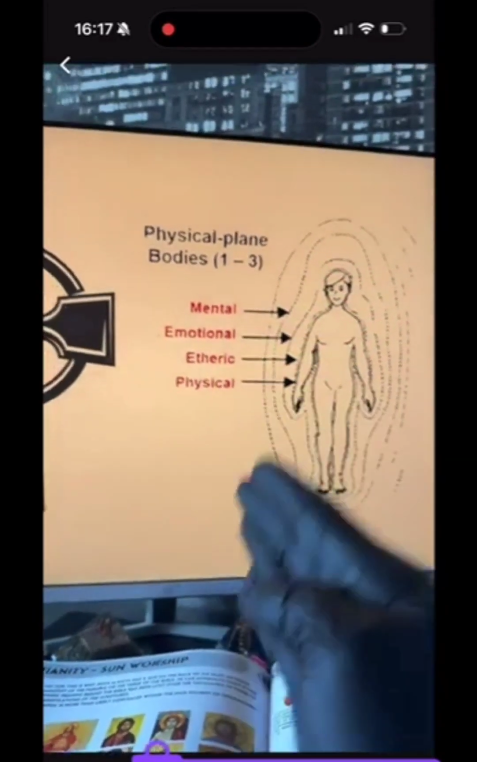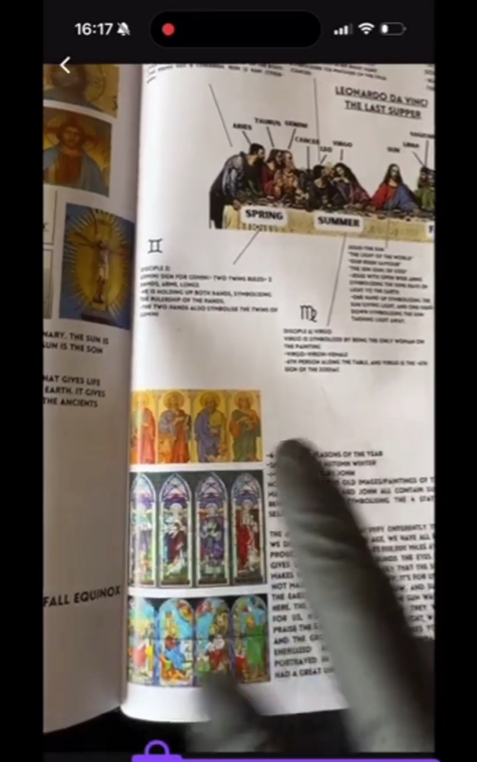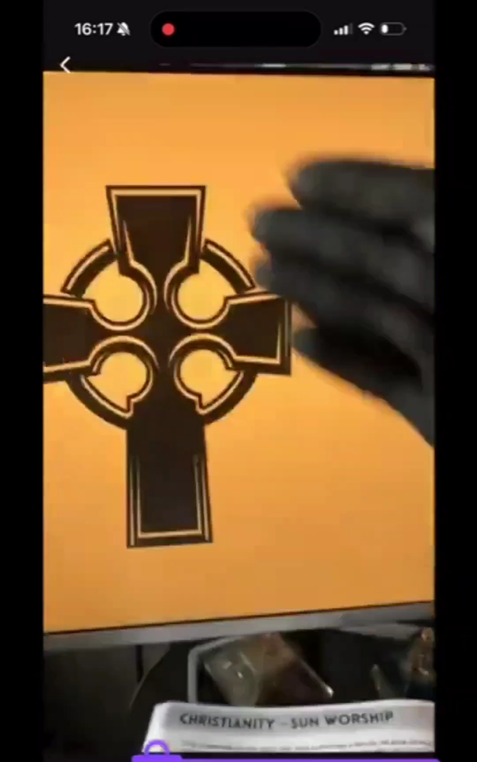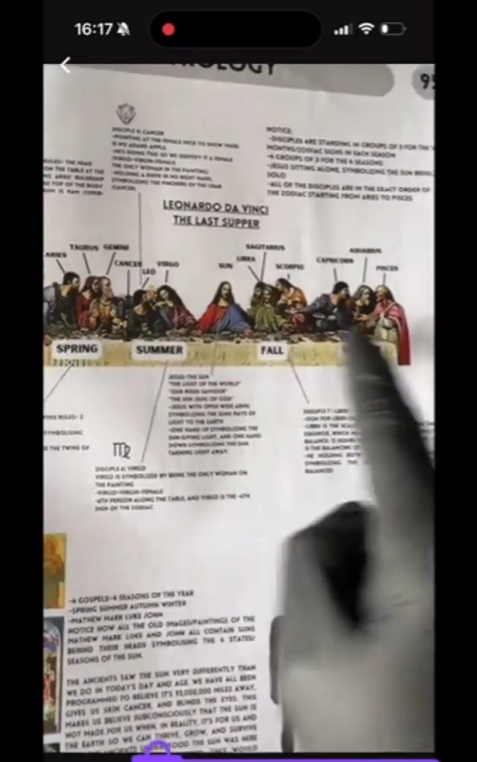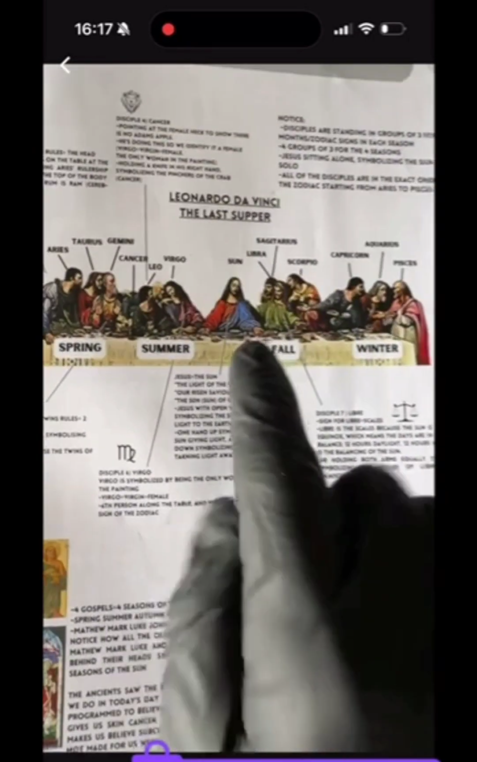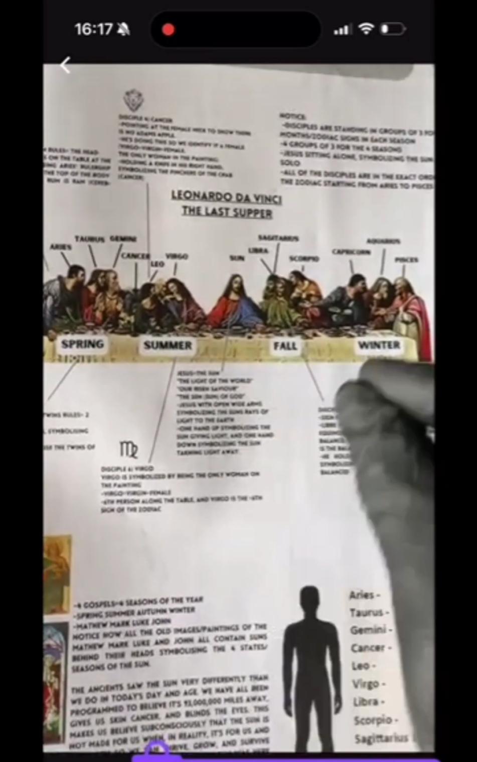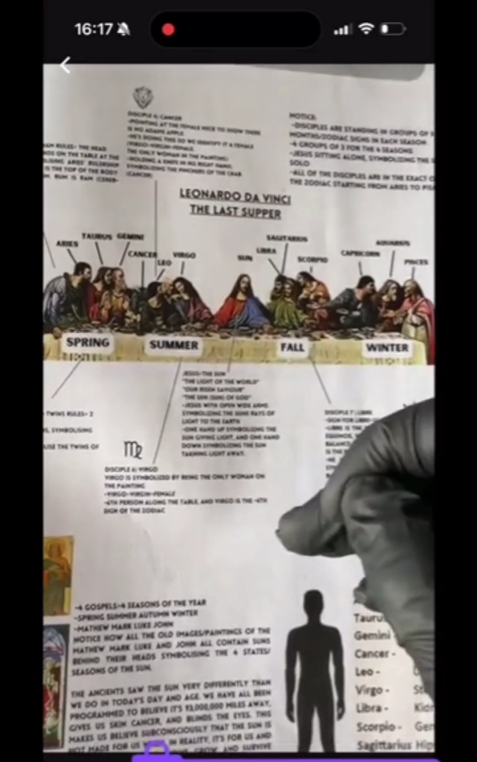The number 4 is your fourfold nature: mental, emotional, etheric and physical. 4 seasons of the yearly cycle, 4 gospels, the cross is the 4. Jesus has 12 disciples for the 12 zodiac signs. He is the 13th because it represents human consciousness. We are all the universe experiencing itself. We are all Christ, we are all God.